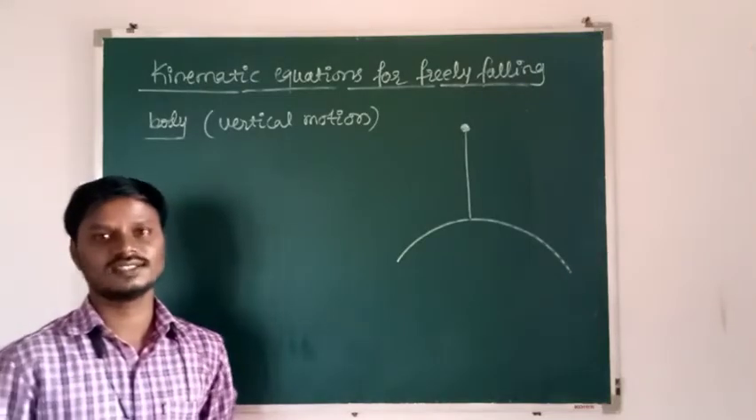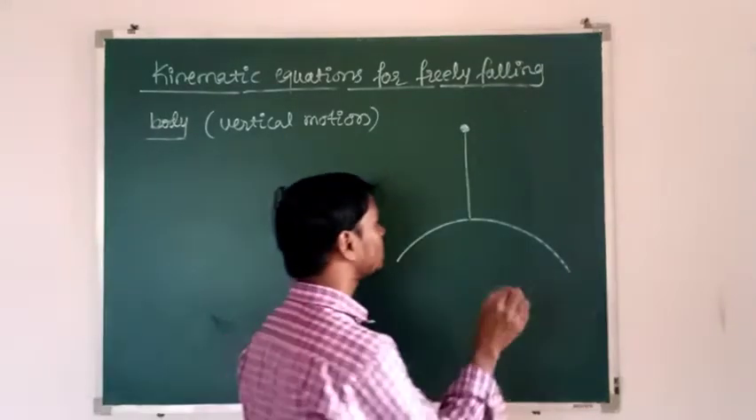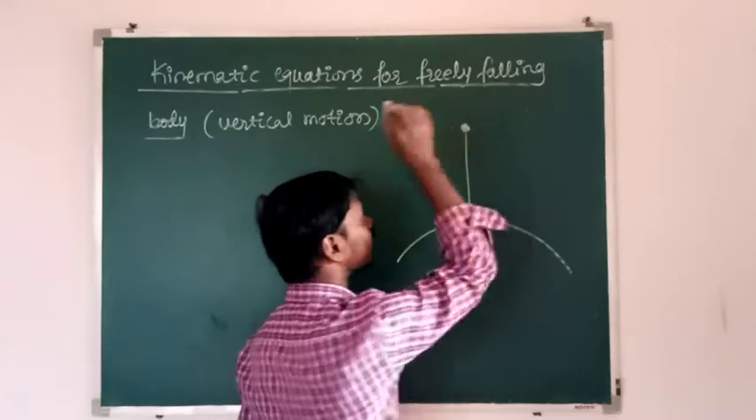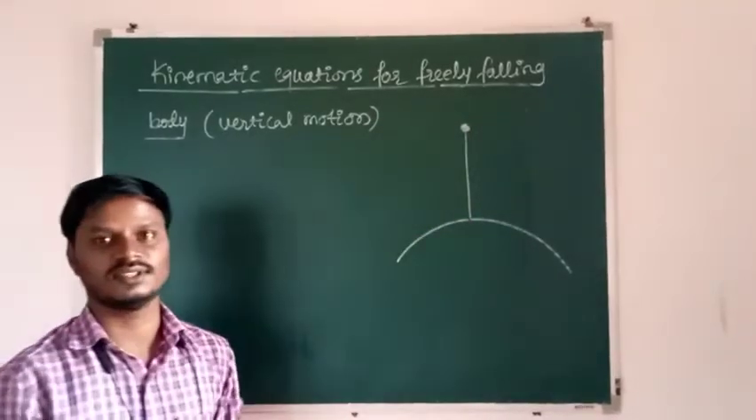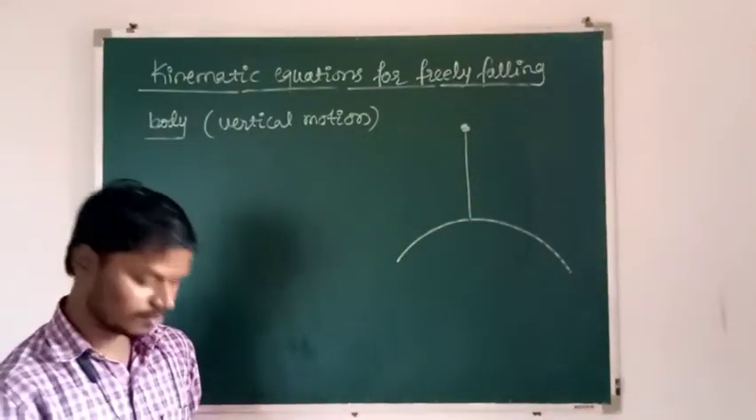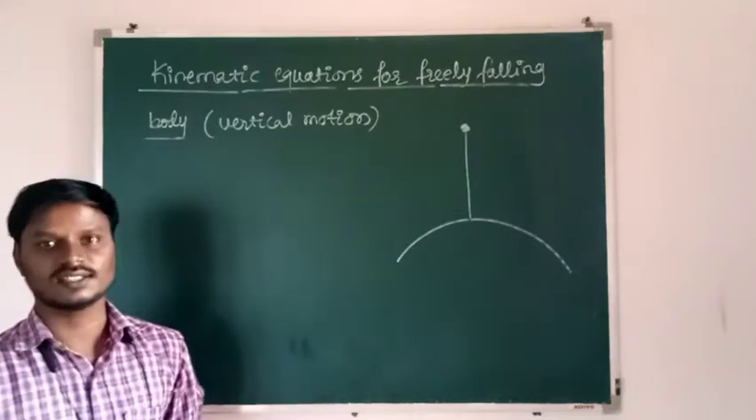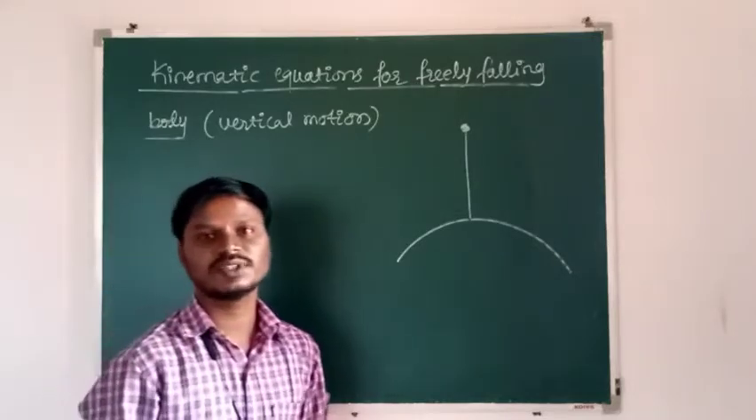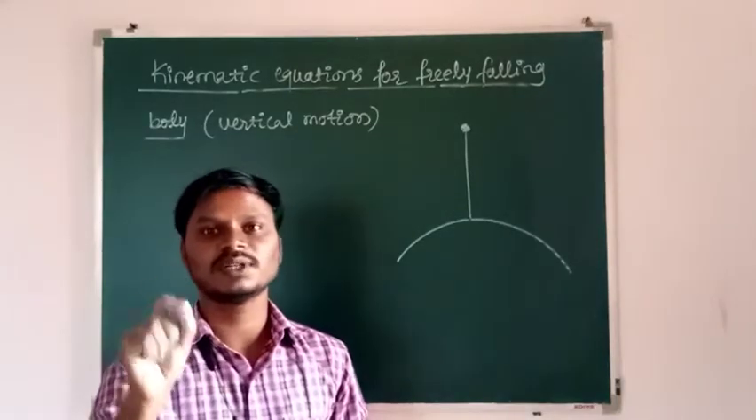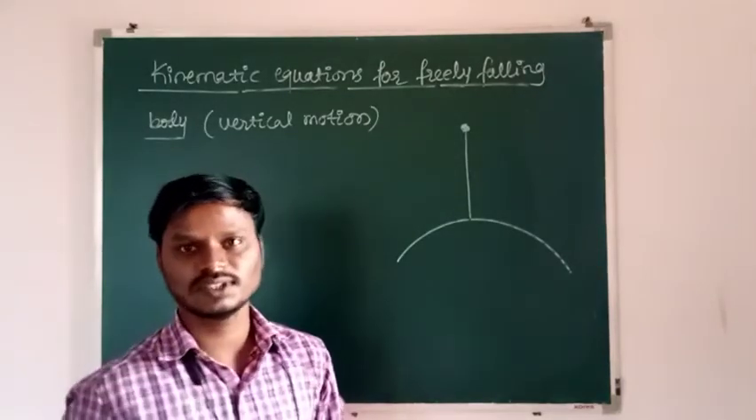What do you mean by air resistance? It is the opposition offered by the air to the motion of the body in vertical motion. In vertical motion, we are going to neglect which resistance here? Air resistance. Remember, air resistance is the opposition offered by the air to the motion of the body.